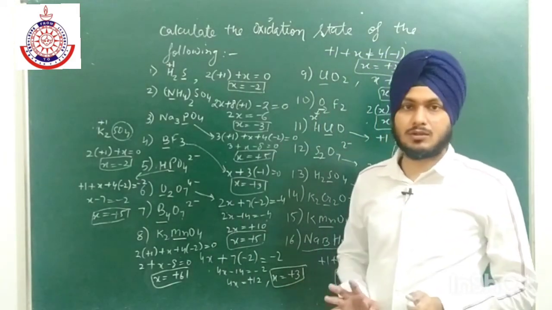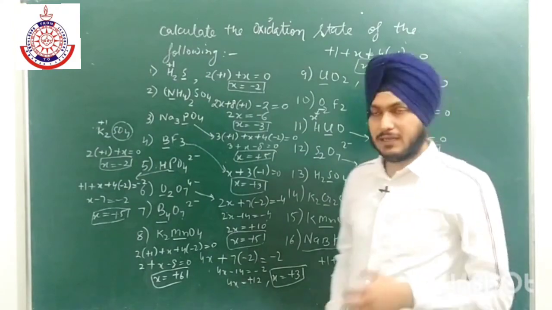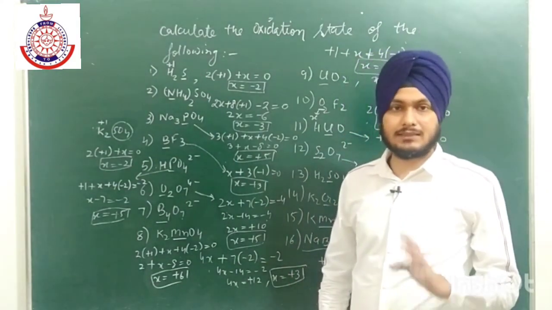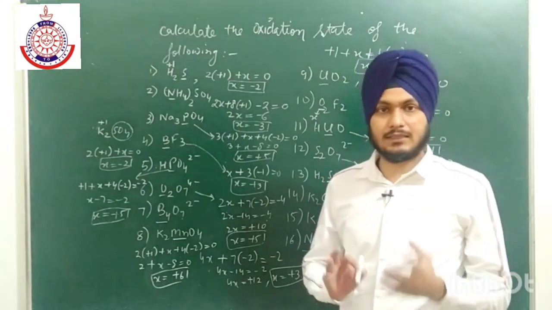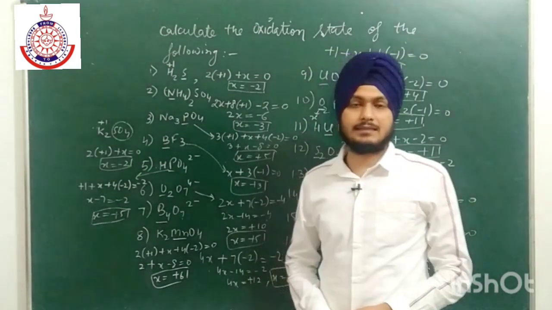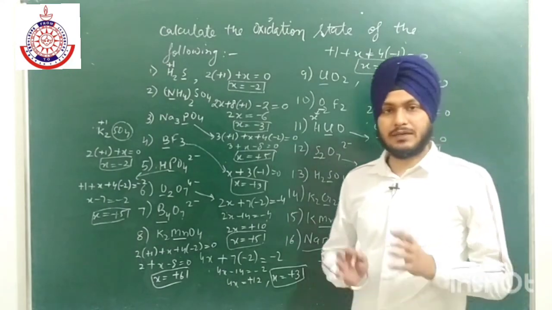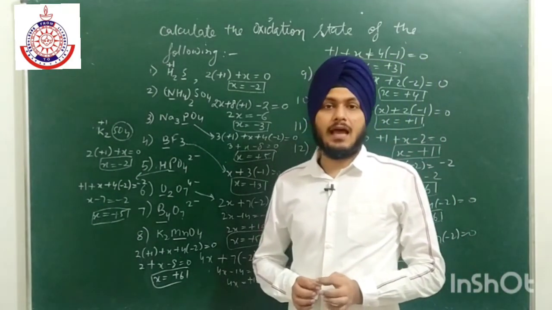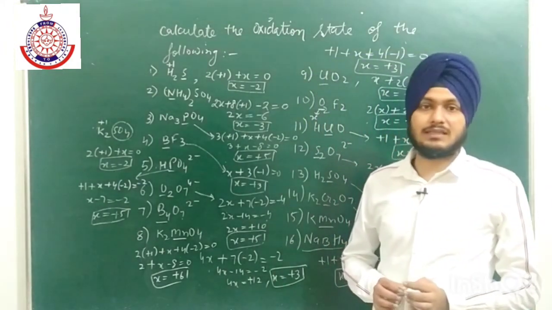There are some exceptions also in which we will get the fractional oxidation number. So we will discuss that in the next class, and also what is the difference between oxidation number and valency. Okay, we will discuss that in the next class. So I hope this much is quite enough for this particular lecture.